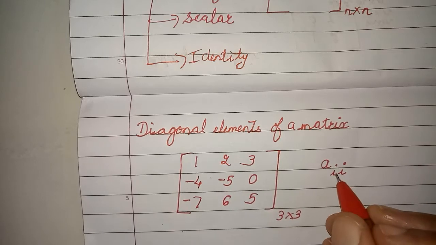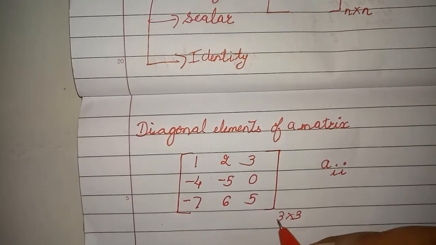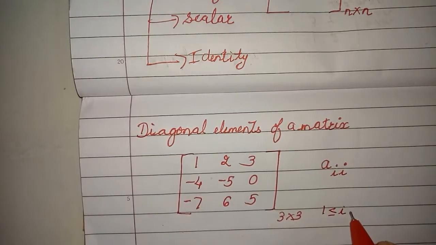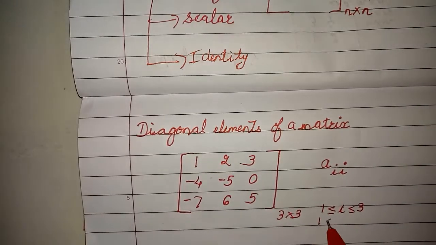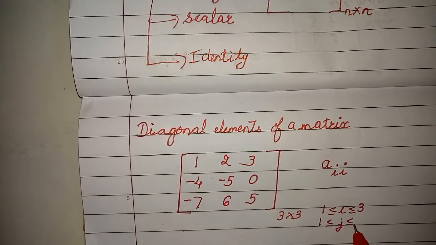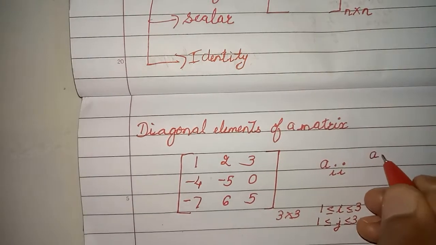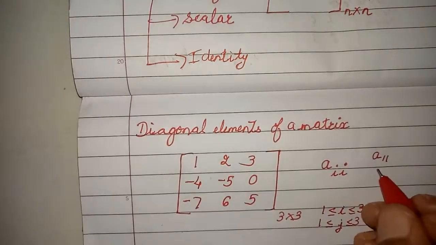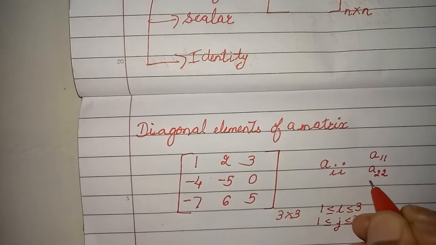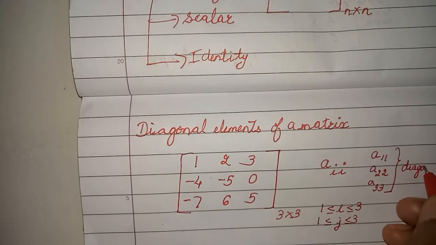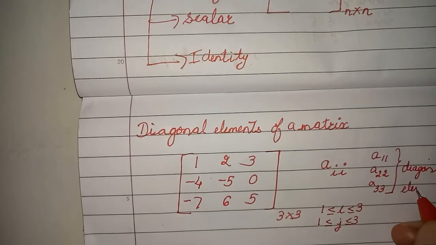So what will happen here? Whatever value the first i is taking, the same thing the second will take. Here, your row and column are taking values from 1 to 3. So a_ii means what? a11, a22, a33. They are called diagonal elements.